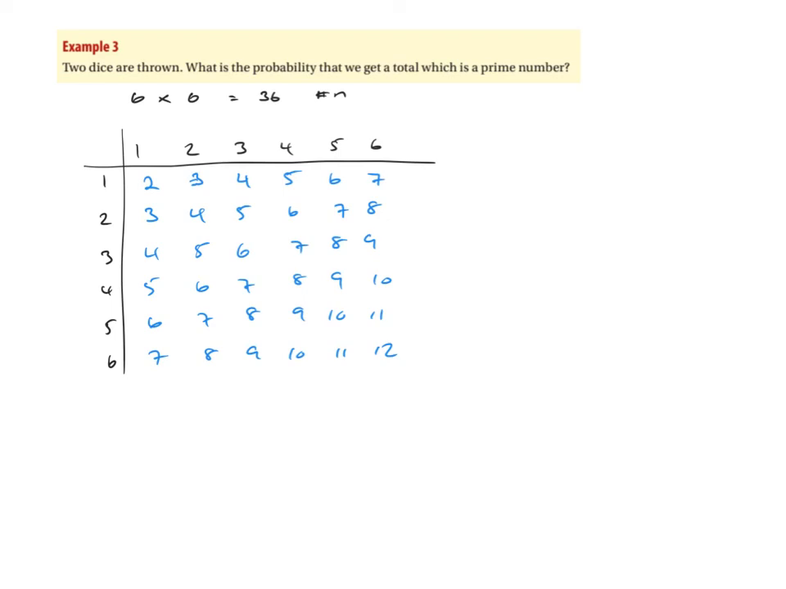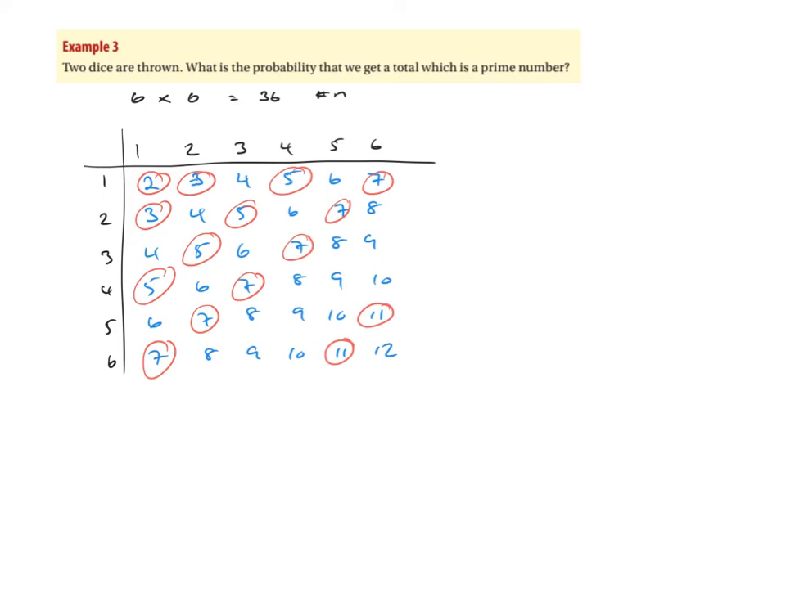And we are asked to give a total which is a prime number. Now, the only thing we can actually do here is just work them out by circling them. So let's just go through and circle all the prime numbers that we know. So 2 is a prime number, 3 is a prime number, 4 isn't, so I'm not going to circle that. 5 is a prime number, 6 is not a prime number, 7 is, 8 isn't, 9 isn't, 10 isn't, 11 is a prime number.